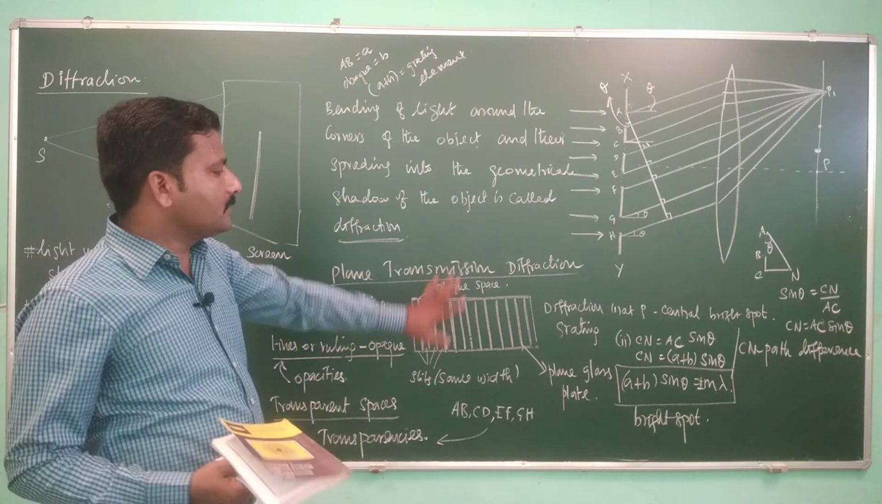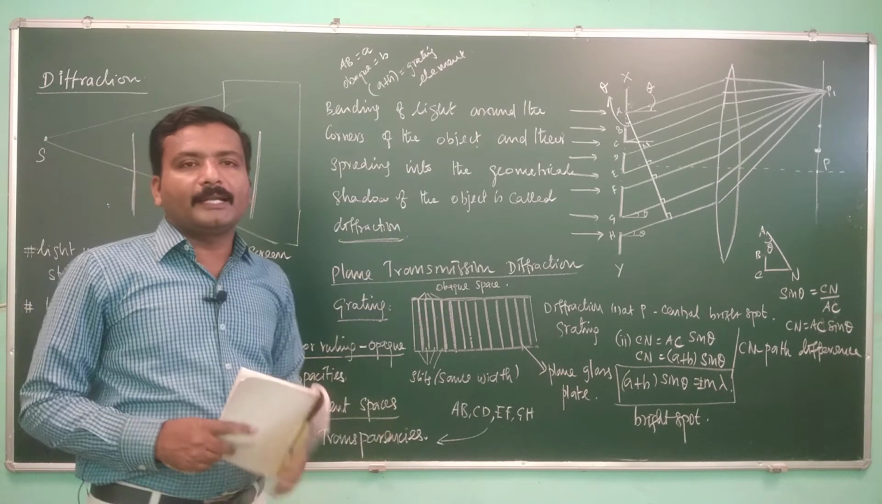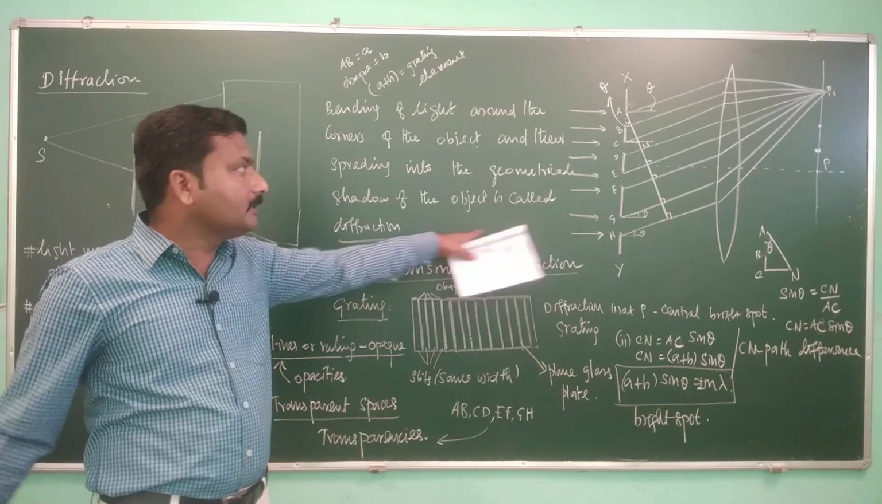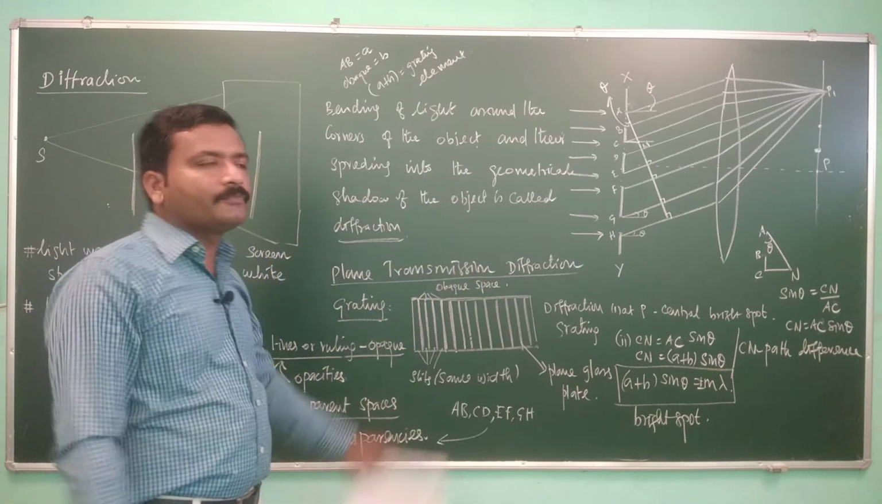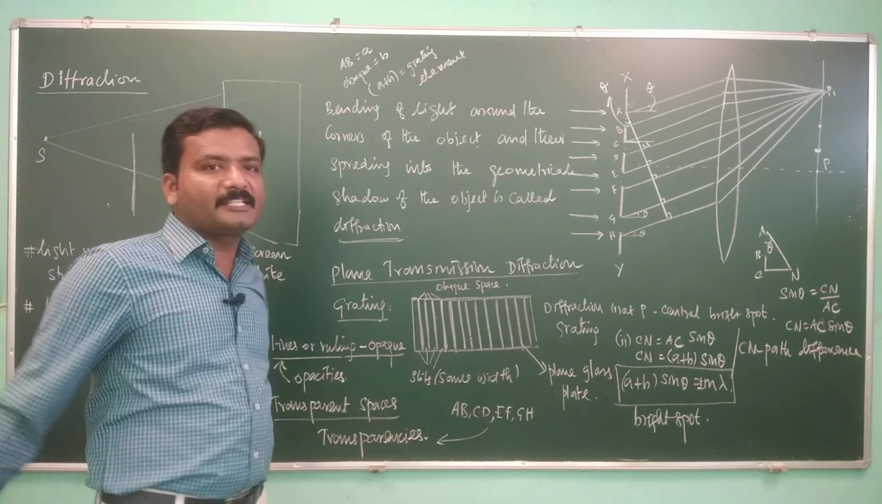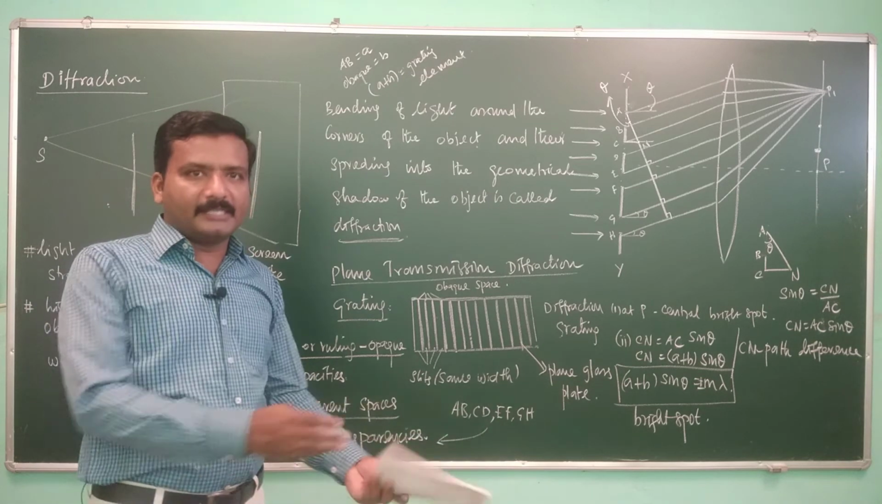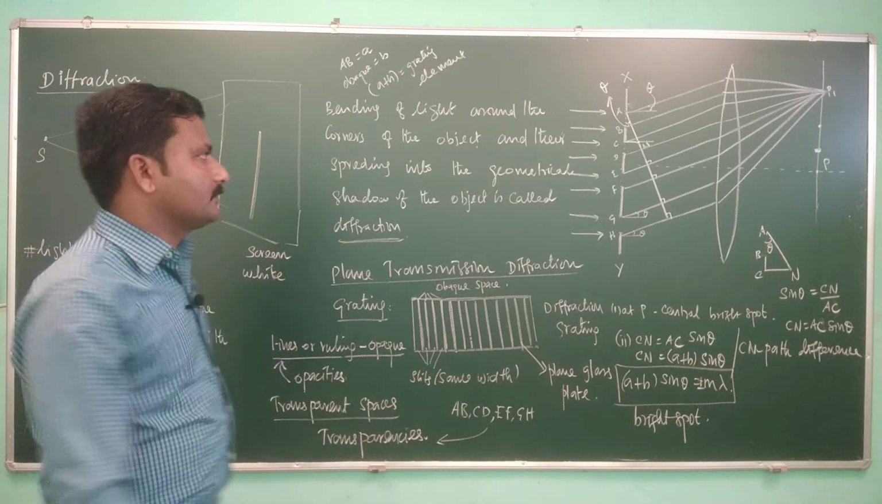Okay, so with this theory and this equation, one is able to calculate the wavelength lambda of the incoming light ray using this transmission grating. How to calculate that? It is a simple experiment that we will discuss in the second part, our next part of this lecture.